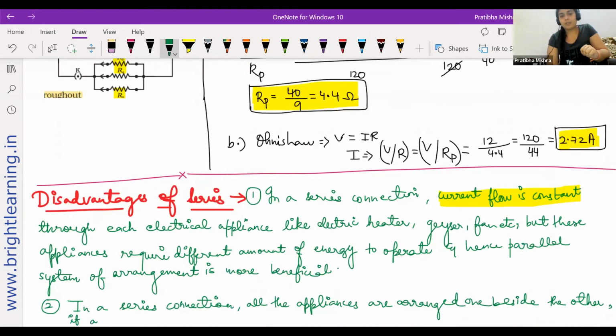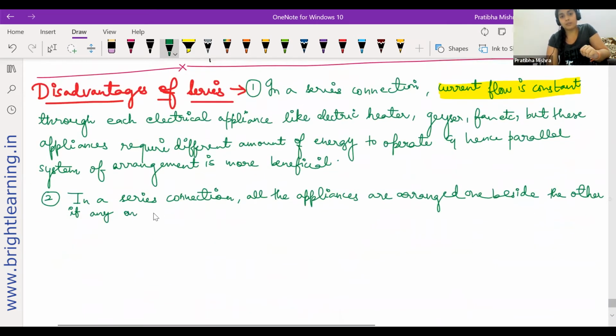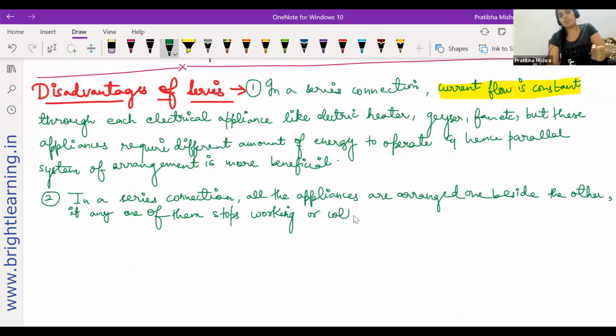If any one of the appliances stops working because of a power failure, or one of them collapses because of a short circuit, or anything can happen, then the whole system or the whole arrangement will collapse. That is a very big disadvantage. But in parallel, it won't.